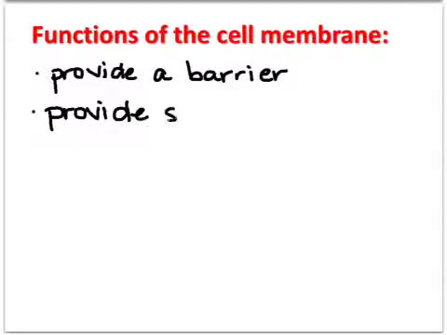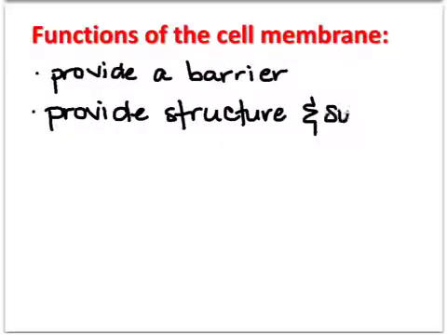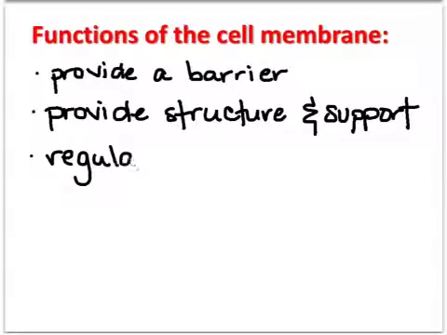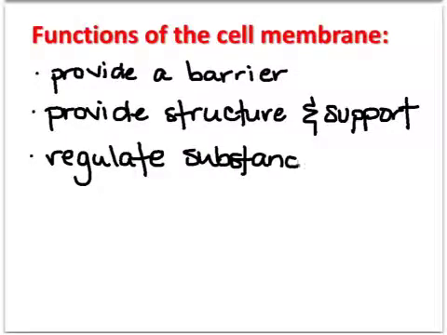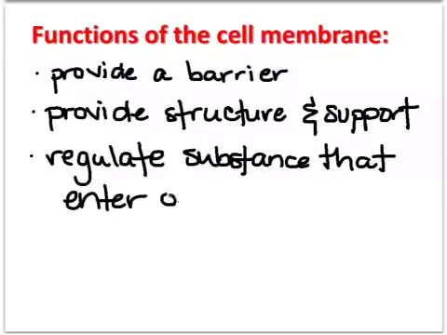What the cell membrane also does is it provides structure and support. So it provides structure in that it gives the cell its shape, as well as support because it allows things to move in and out of the cell. So it provides structure and support. And also, as I just mentioned, it regulates substances that enter and exit the cell.